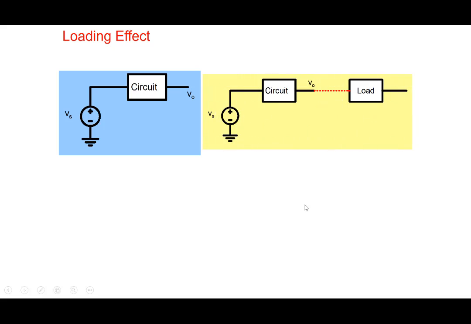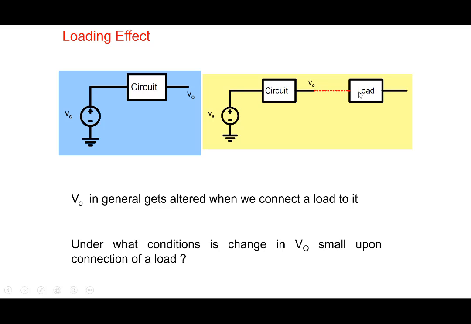And so this is what we mean. We have a circuit, and you understand the property of the circuit, V0 versus Vs here, and then you connect a load. And when you connect a load, V0 in general gets altered. So the relationship between V0 versus Vs gets altered by the load that is present here. Every load will affect it, but there are certain conditions under which the change in V0 is very small.